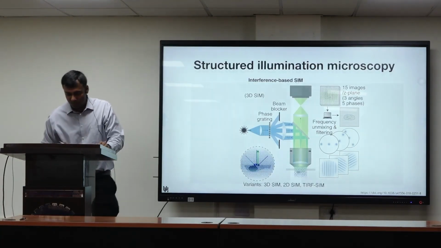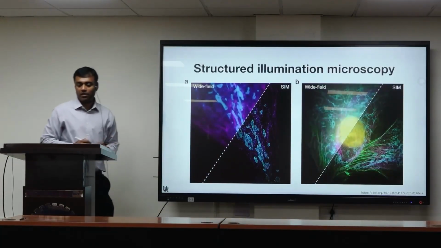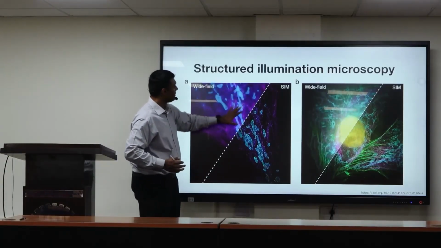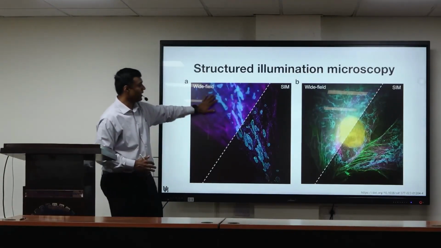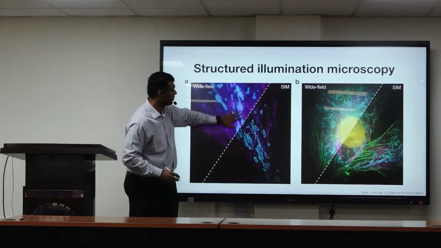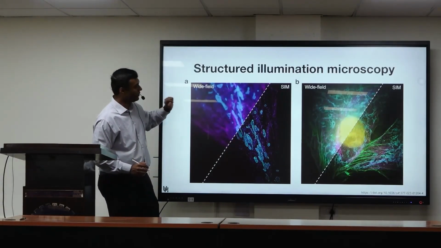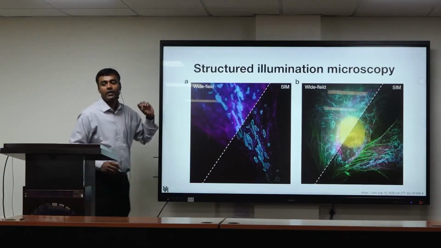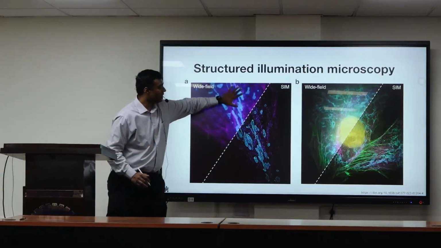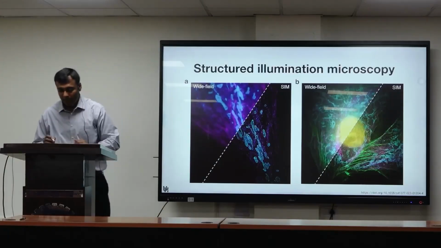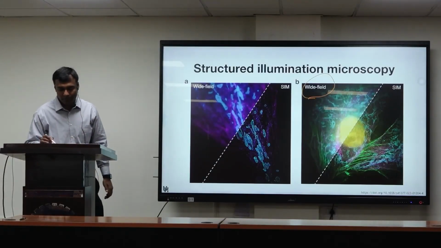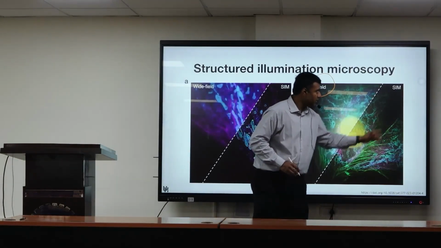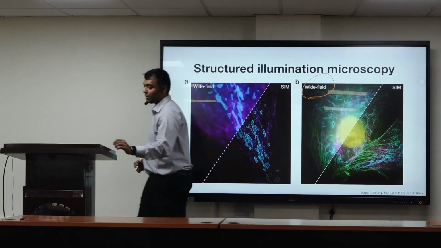Okay. So this is, in biological samples, the extent of improvement you can get. If you just use a regular microscope, a wide field microscope, an ordinary microscope, you will get an image of this sort. But with structured illumination, you can see much finer detail that is blurry in the previous case. So here is another example. This part is what you get with a regular microscope. You can get much finer details with structured illumination microscopy, or SIM.